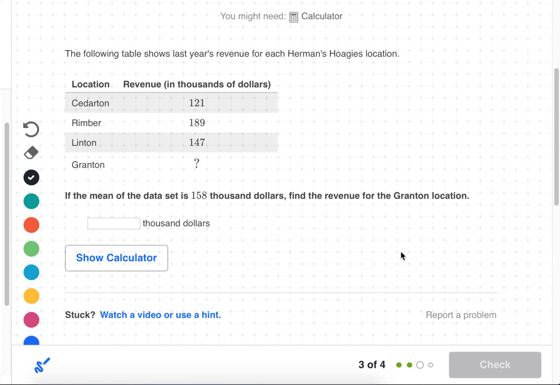The following table shows last year's revenue for each Herman's Hoagies location. Cedarton 121, Brimber 189, Linton 147. Granton unknown. If the mean of the data set is $158,000, find the revenue for the Granton location. Let's use the target method again here. The target is going to be 158,000, which is the average, times 4 for 4 locations. That is, let's see, 15 times 4 is 60, so 632.